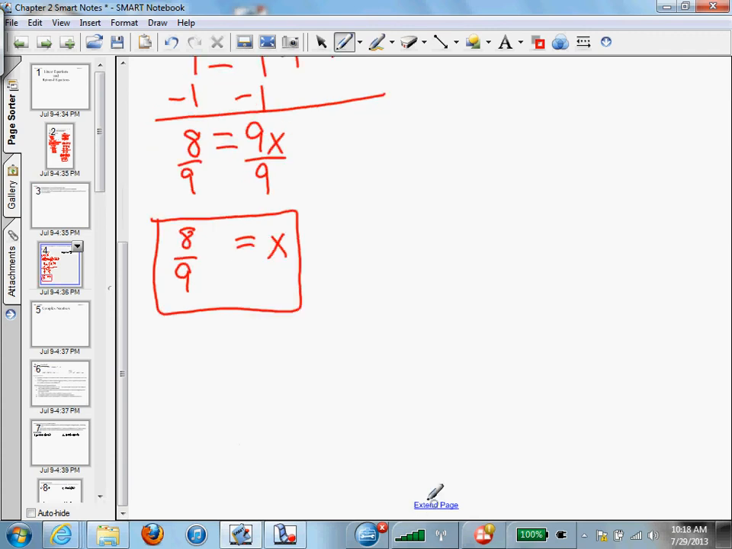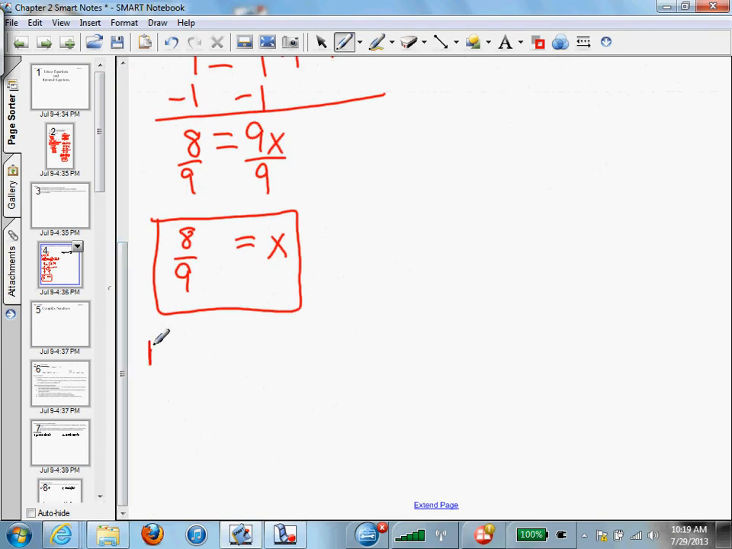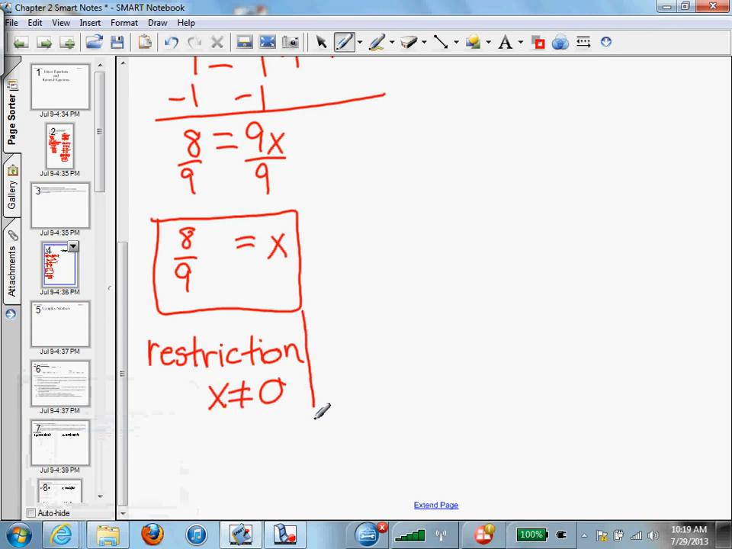And we have to think to ourselves, what kind of restrictions would this have? That means what would make the denominator 0? Well, if we let x equal 0, this would make this part undefined and we cannot solve it. So the restriction would be x cannot equal 0. And since we found that x equals 8 over 9, our solution fits inside the restriction.